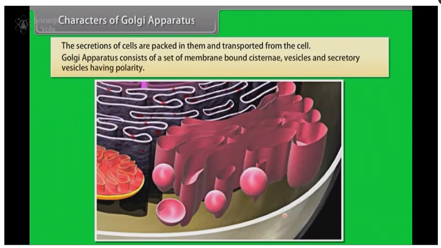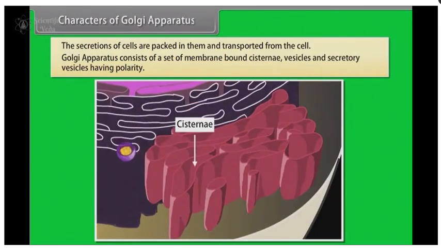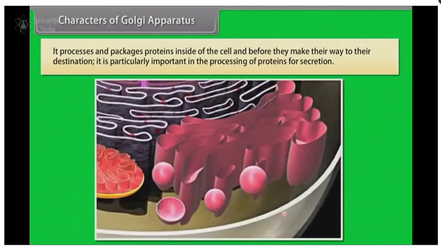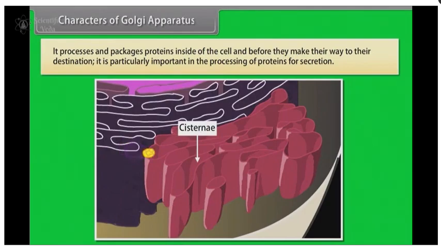Golgi apparatus consists of a set of membrane-bound cisternae, vesicles, and secretory vesicles having polarity. It processes and packages proteins inside the cell, and before they make their way to their destination, it is particularly important in the processing of proteins for secretion.